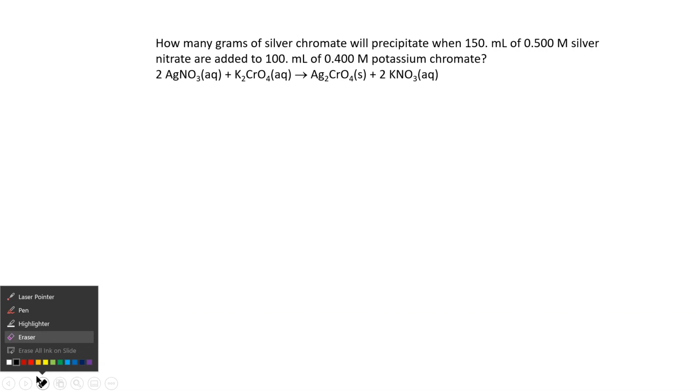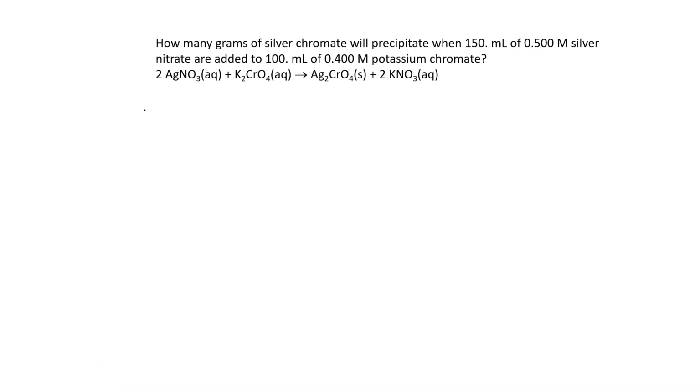And then choose black ink. Okay, so what I would do is start off with 150 milliliters of silver nitrate. And I'll convert that to liters. So I would have 1 liter of silver nitrate above as a numerator and 1000 mils of the same below as the denominator.